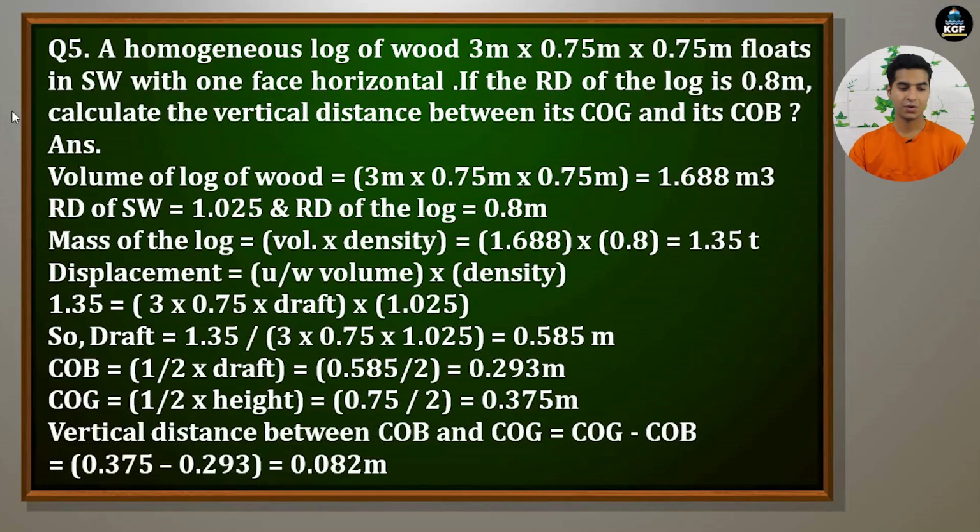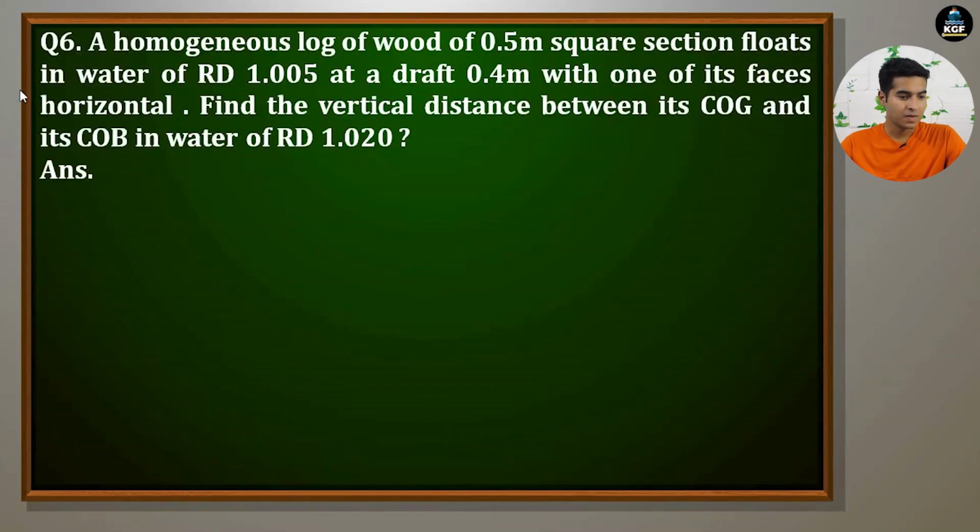Okay guys, so our fifth question has been completed. Let's move to the sixth. Question 6 says that a homogeneous log of wood 0.5 meter square section floats in water of RD 1.005 at a draft of 0.4 meters.